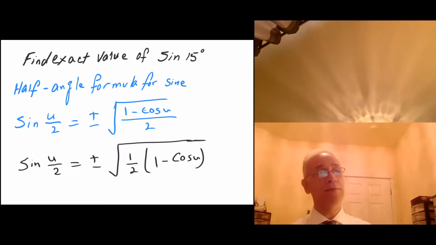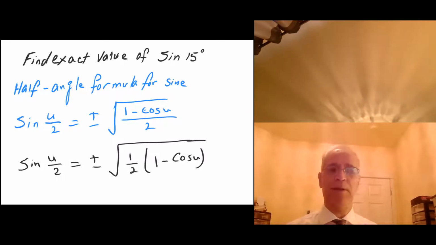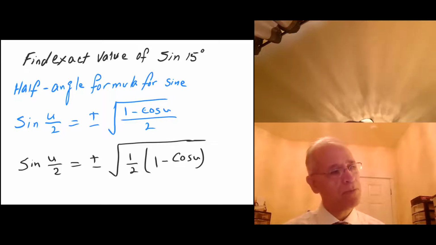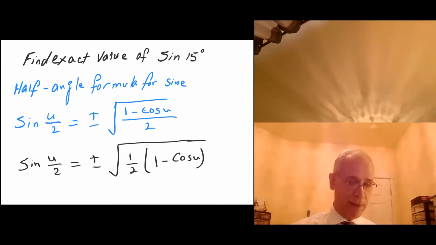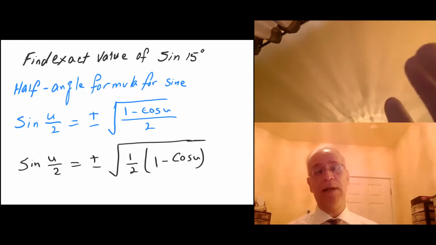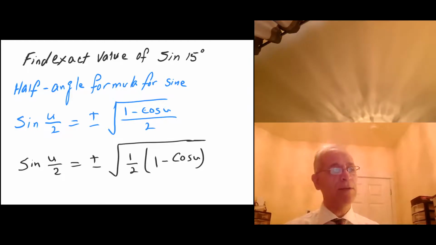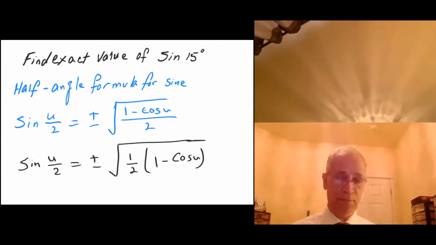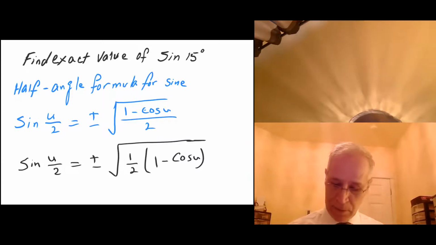I'm more used to the second one, which is the same as the first one, except the 1/2 is being factored out. Okay, so let me go to the next page. And how about the plus and minus? Notice that 15 degrees is certainly in quadrant 1. So for this particular problem, I'm going to use the positive root of my identity. So let me go to the next page.